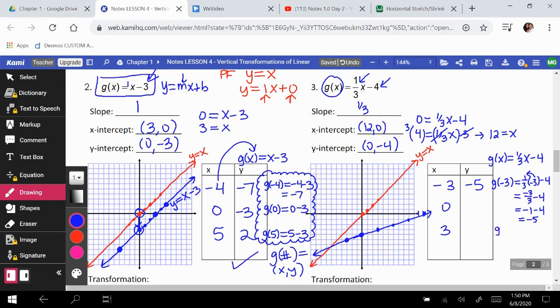If I plug in 0, what's g of 0 going to give us? What's 1/3 times 0 minus 4?